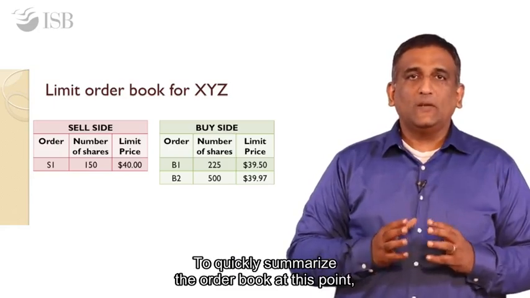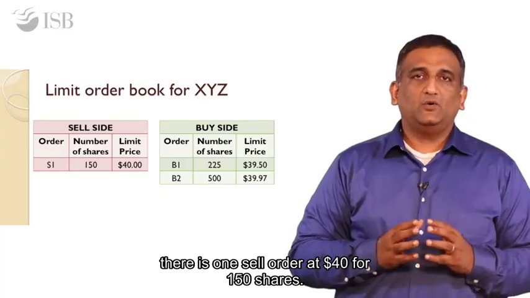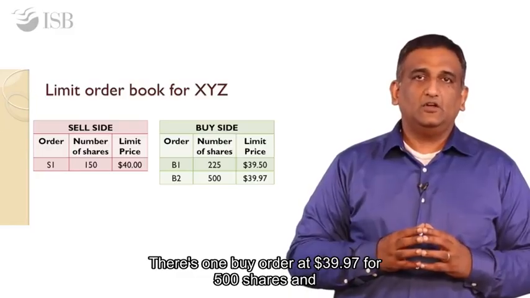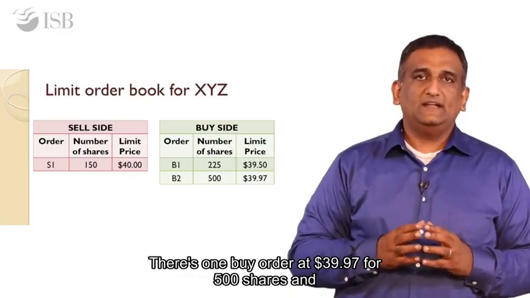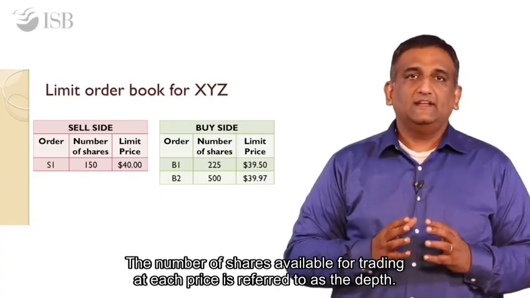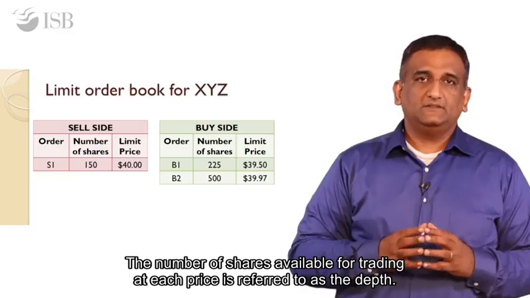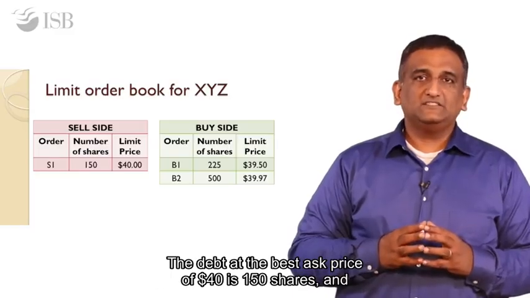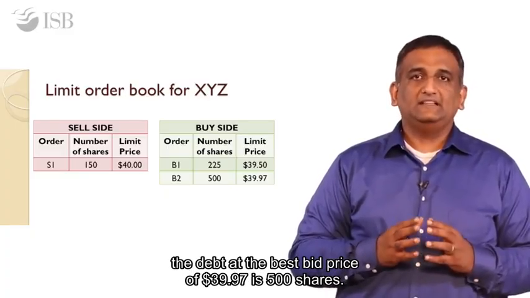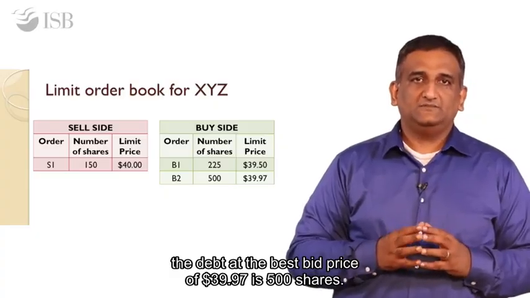To quickly summarize the order book at this point, there is one sell order at $40 for 150 shares. There is one buy order at $39.97 for 500 shares and another one at $39.95 for 225 shares. The number of shares available for trading at each price is referred to as the depth. The depth at the best ask price of $40 is 150 shares, and the depth at the best bid price of $39.97 is 500 shares.